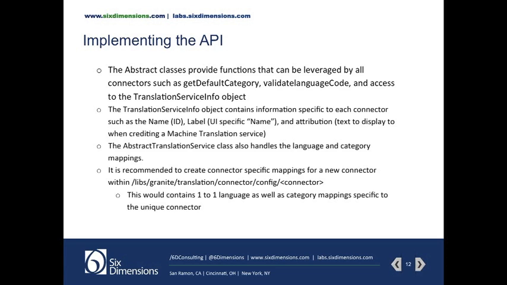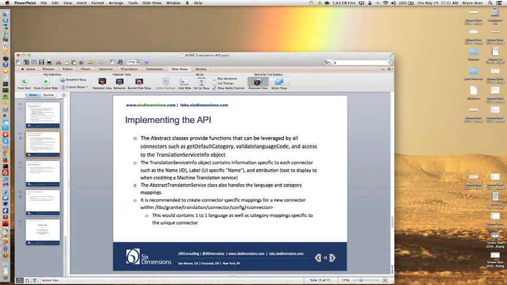The abstract translation service class also handles the language and category mappings. And it's recommended to create connector-specific mappings for a new connector, and specifically within that location. That's not a hard set rule, but that is leveraged. So it's definitely recommended to have that there. And these mappings contain one-to-one language as well as category mappings specific to the unique connector. And I'll show you that here in a second. Here, actually, let's go right into that.